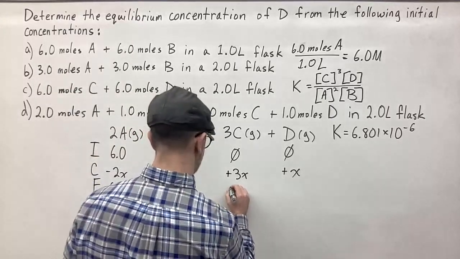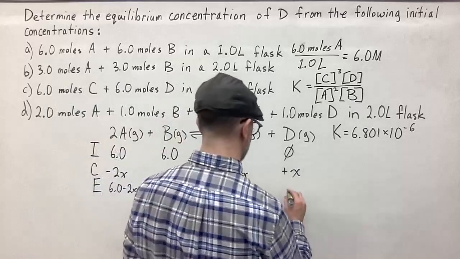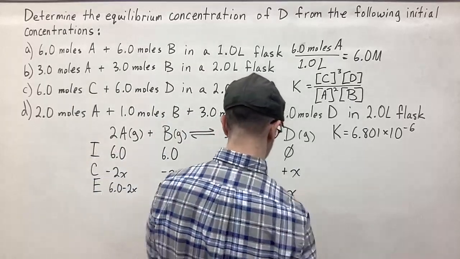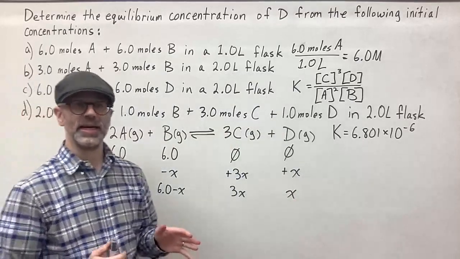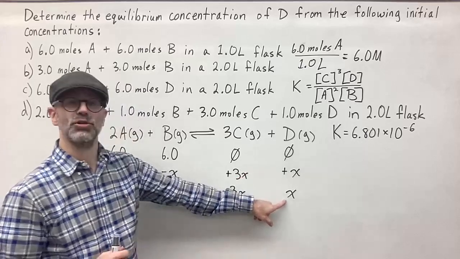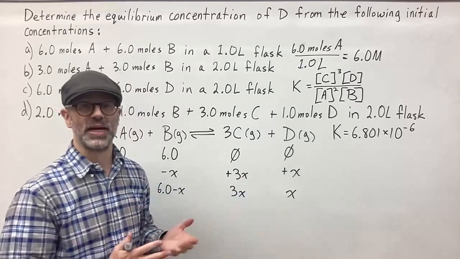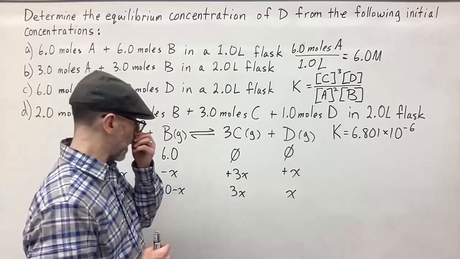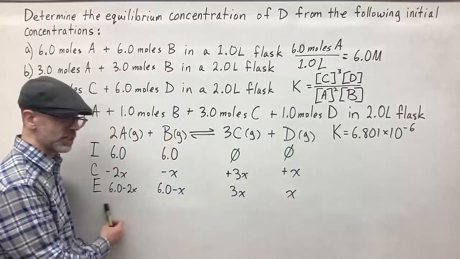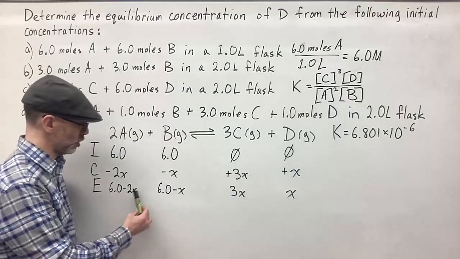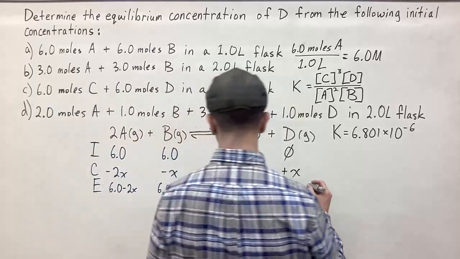And then this is going to be just 3x for the concentration of C at equilibrium. And this is going to be x for the concentration of D at equilibrium. So we're asked to find the concentration of D, so what we need to do is find x in each of these cases, and x is going to be the concentration of D. So in this case, we just plug the equilibrium expressions in terms of x into our expression here.